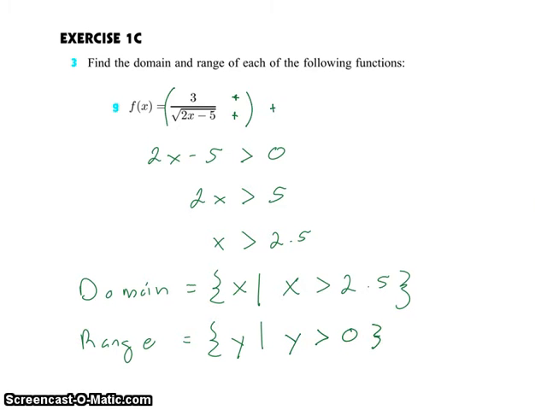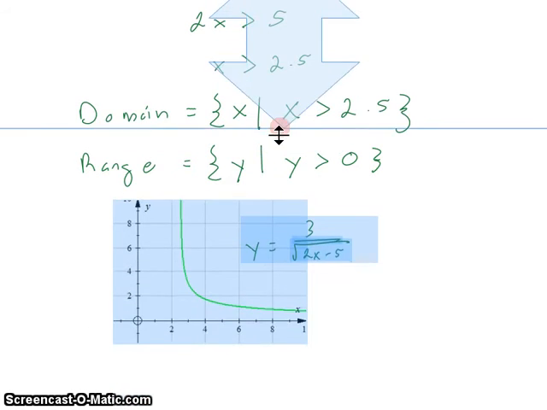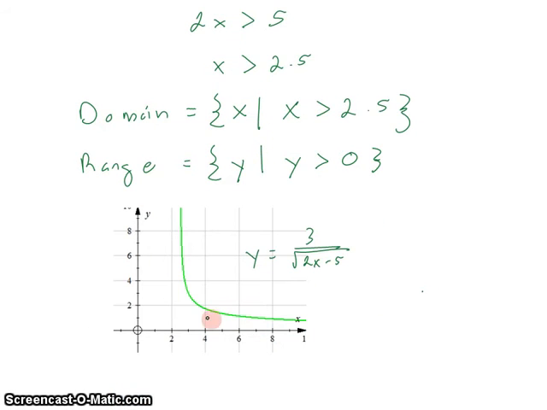We can see this if we graph the function. So let's scroll down. I've got the graph. This is the graph of the function. F of x is 3 over the square root of 2x take 5. And we can see from the graph that right here, there's what we call a vertical asymptote. The function doesn't cross this line. It just gets closer and closer and closer to it.